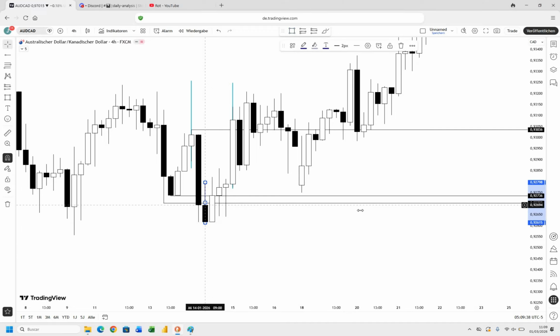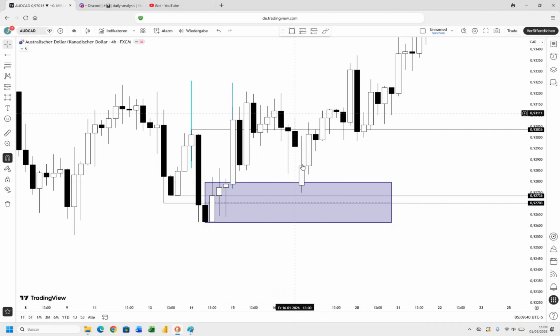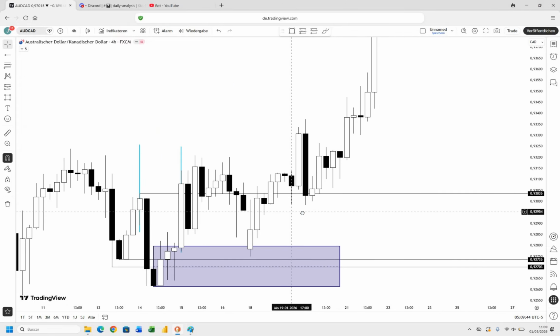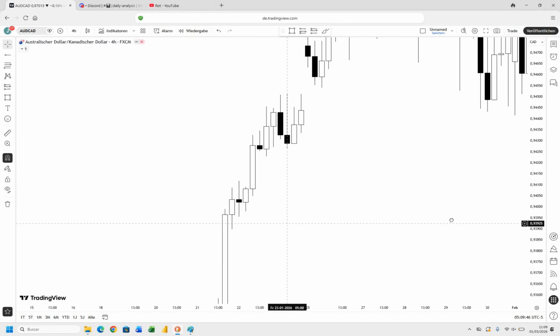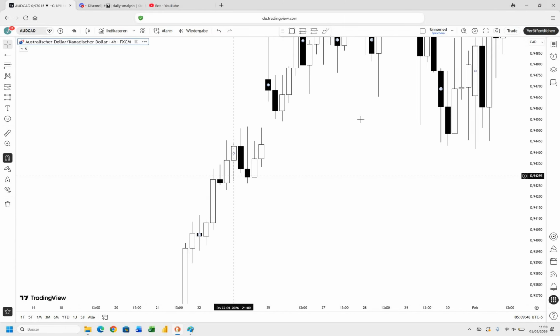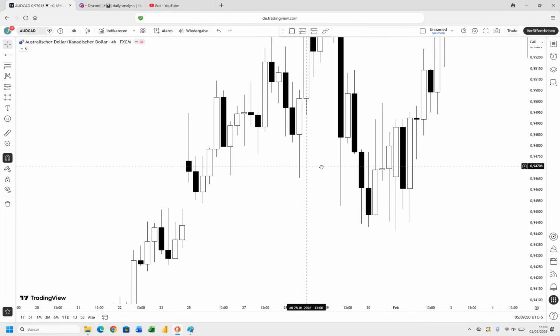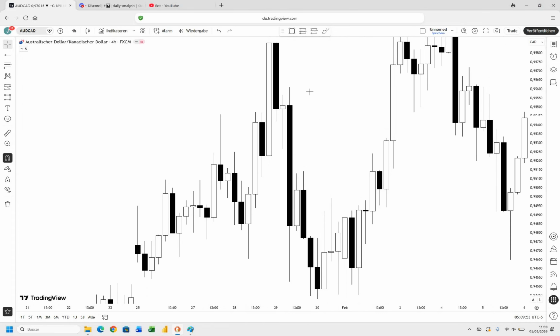So it's this black candle, and you can see that the price perfectly came into the order block and then continued higher and higher and higher, okay?